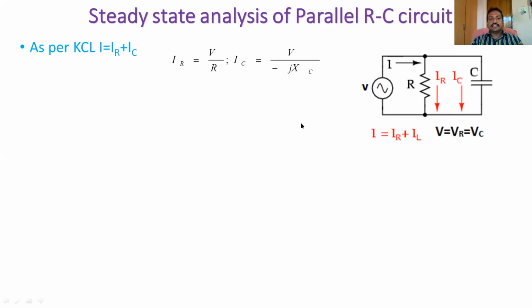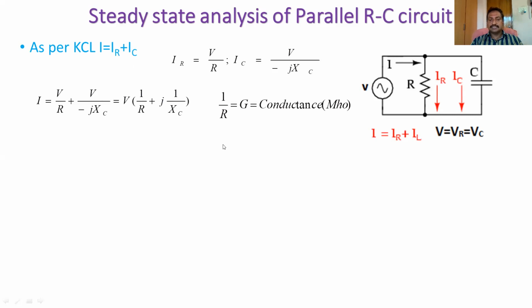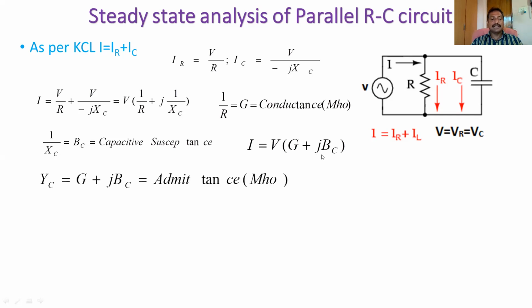Then IR is equal to V by R, IC is equal to V by minus jXC. We substitute: V by R plus V by minus jXC. So here minus j goes to the numerator and it becomes positive. Therefore 1 by R plus j into 1 by XC. 1 by R is conductance, 1 by XC is capacitive susceptance. We substitute this, so I is equal to V into (G plus jBC), where G plus jBC is the admittance. Units are mho.